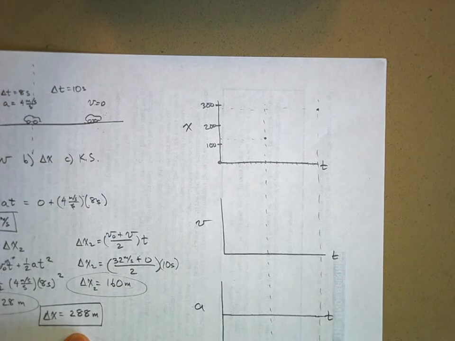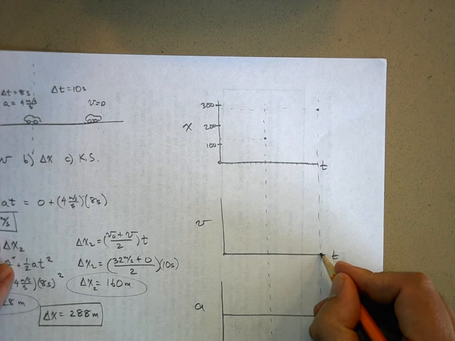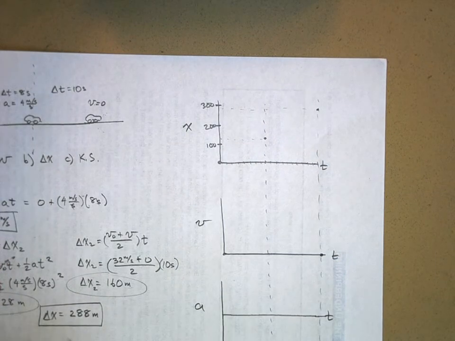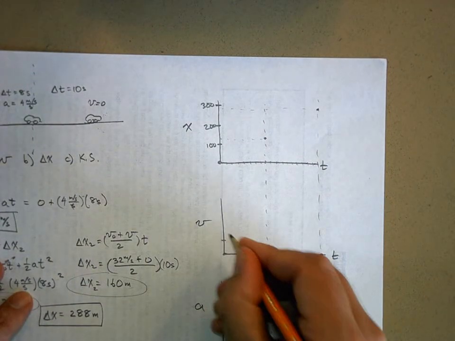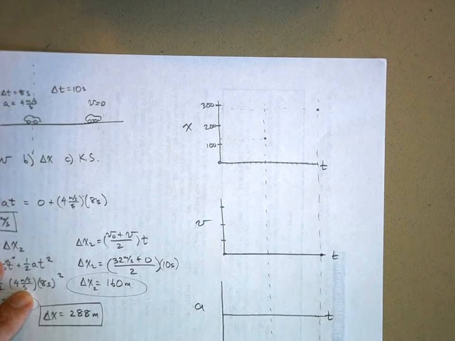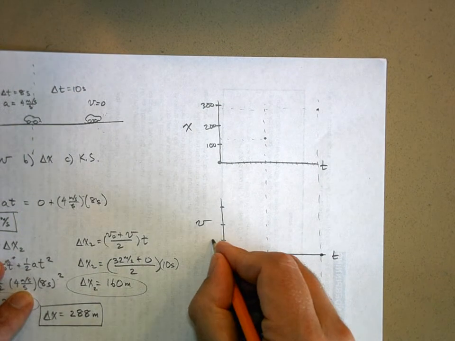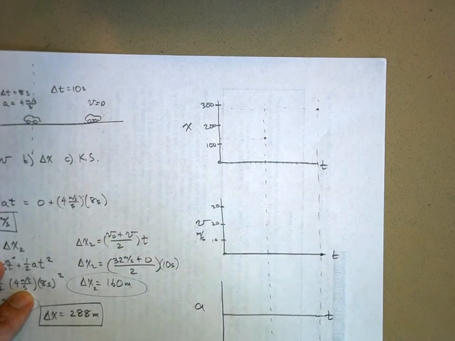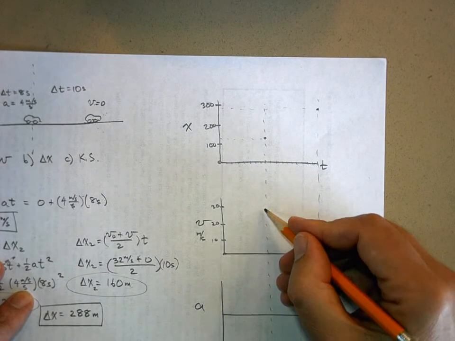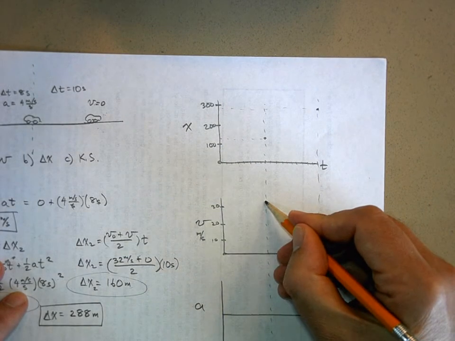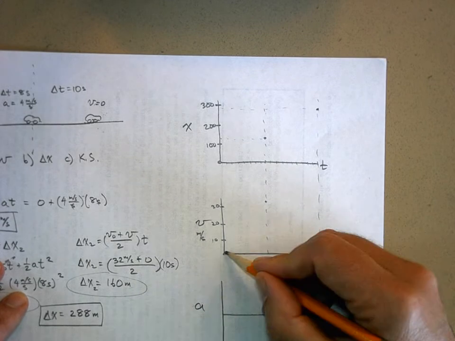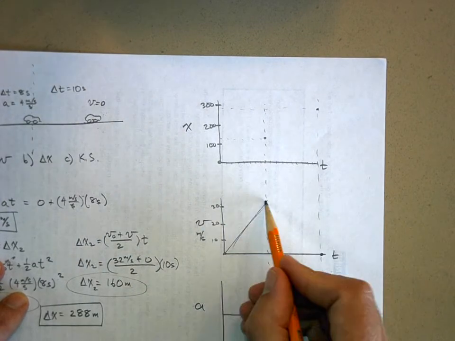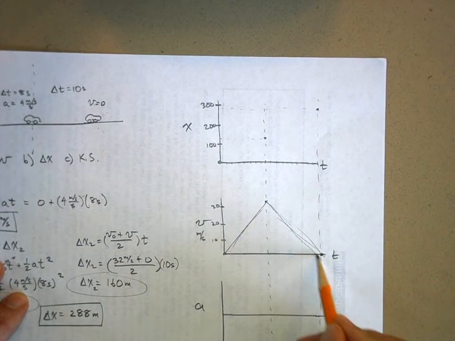Now let's do velocity. Velocity starts at 0, ends at 0, but goes up to 32. So I'm going to go 10, 20, 30. This is in meters per second. So 0 up to 32. 32 would be right about there. And then it will slope down to 0 like that.